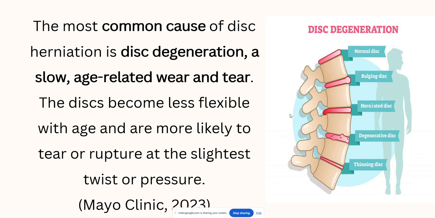Causes of herniated nucleus pulposus. The most common cause of this herniation is degeneration, a slow age-related wear and tear. The discs become less flexible with age and are more likely to tear or rupture at the slightest twist or pressure. This is an example of a herniated disc, bulging disc, herniated disc, degenerative disc, and thinning of the disc.